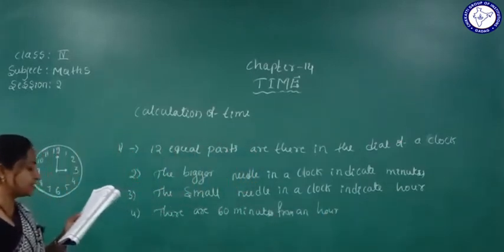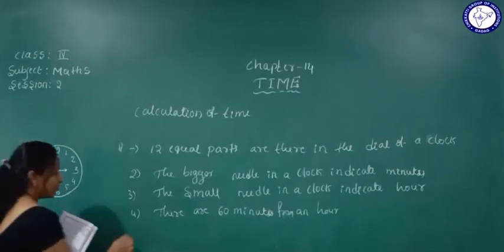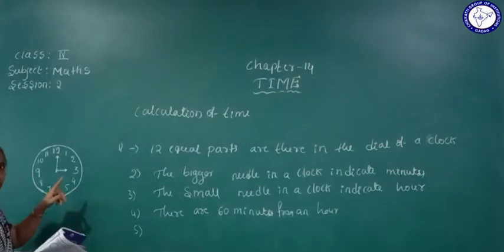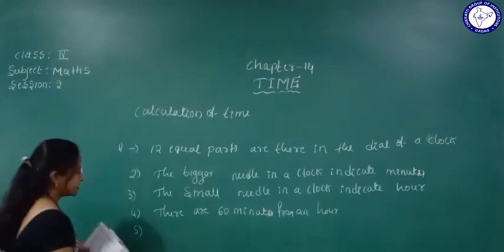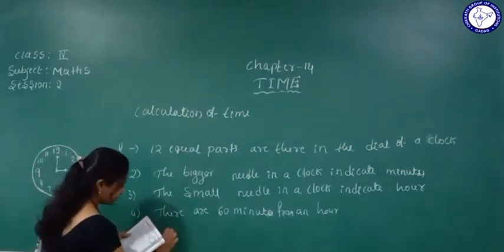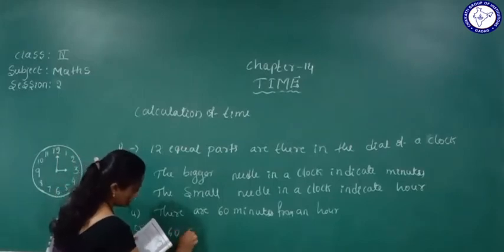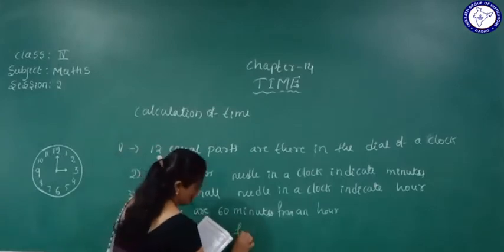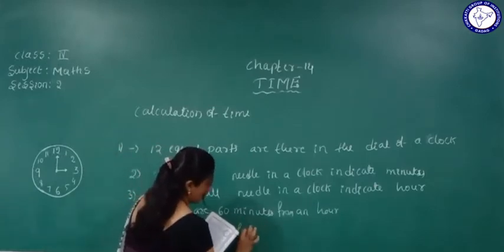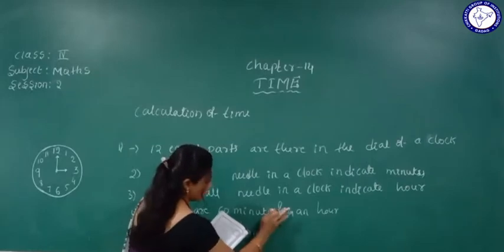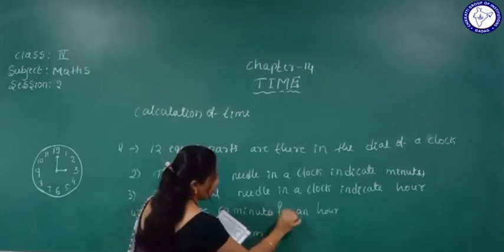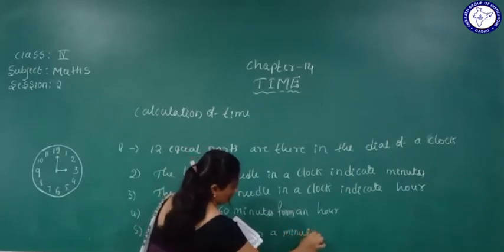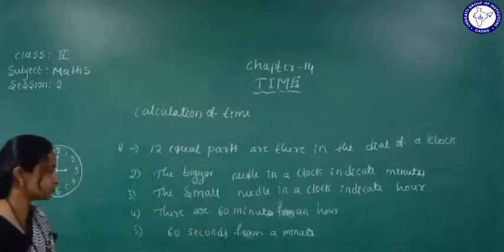How many seconds are there in a minute? In 1 minute, how many seconds are there? There are 60 seconds in a minute. Understood this one?